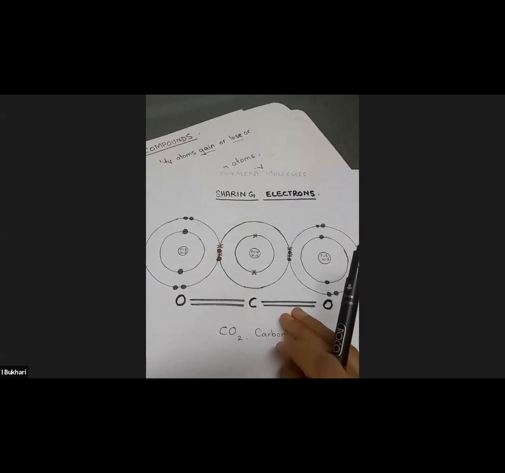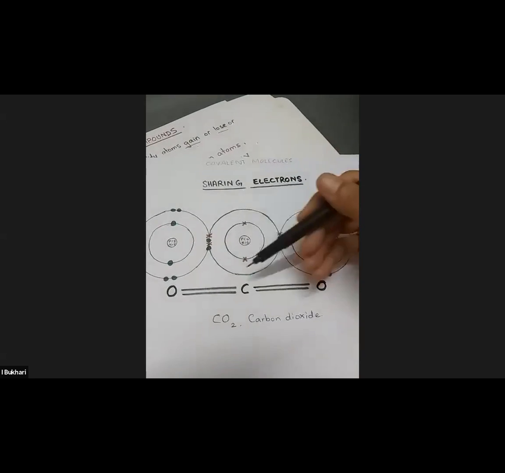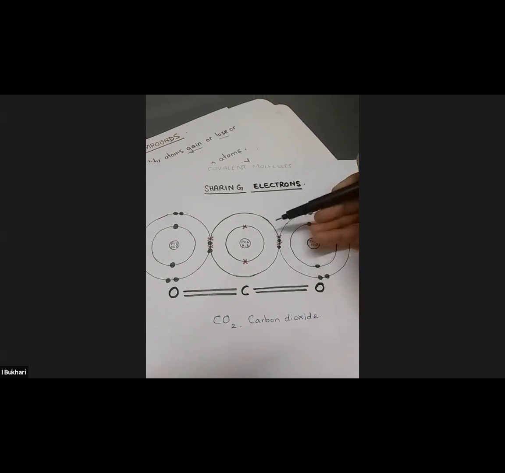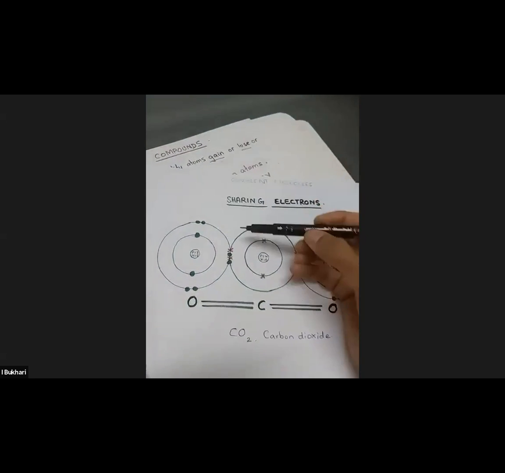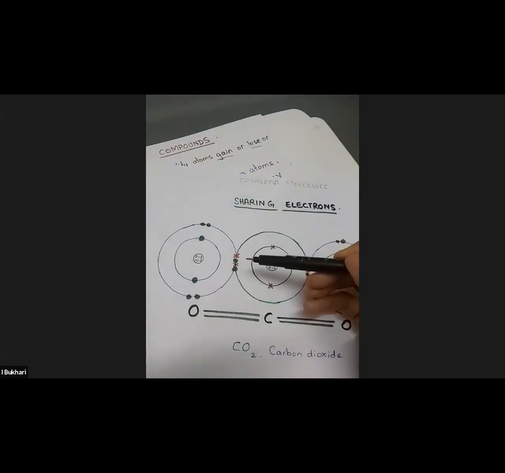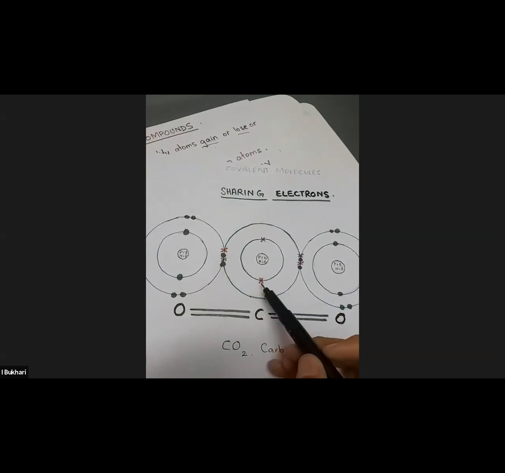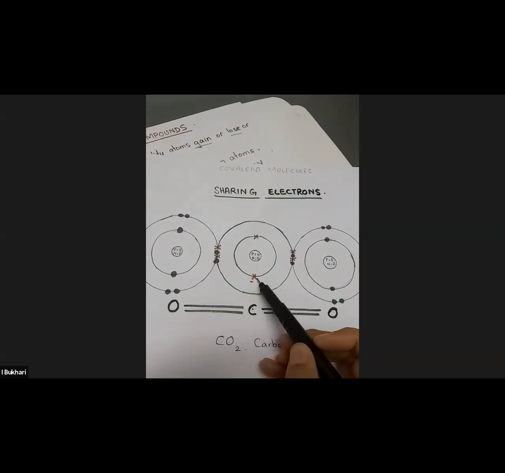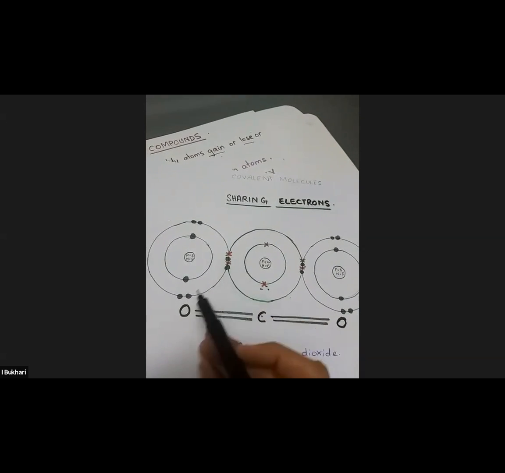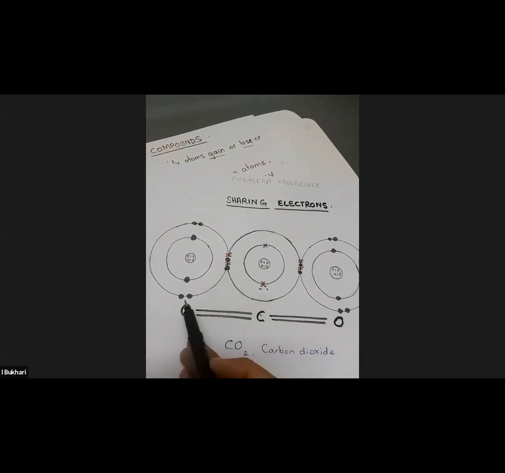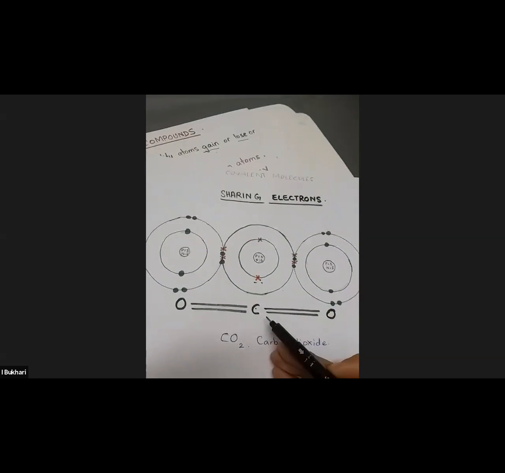They share. You know, let's share our kids. My kids would go around you, would go around me, and this oxygen's kids. So what do I mean by share? By share, I mean that these electrons, now I have used this cross for the electrons of carbon and dots for the electrons of oxygen. So a dot is an electron of oxygen, primarily oxygen's electron. And this cross is primarily carbon's electron.